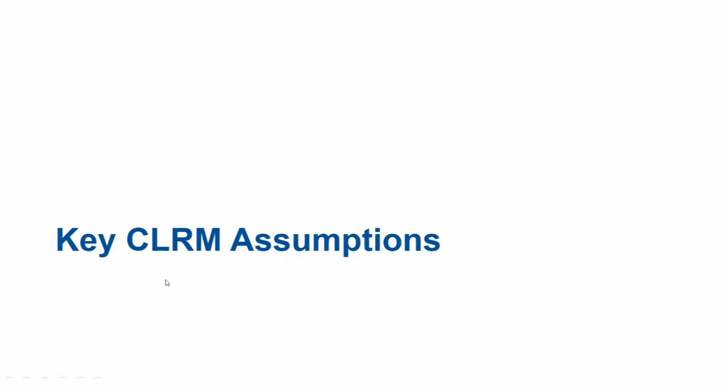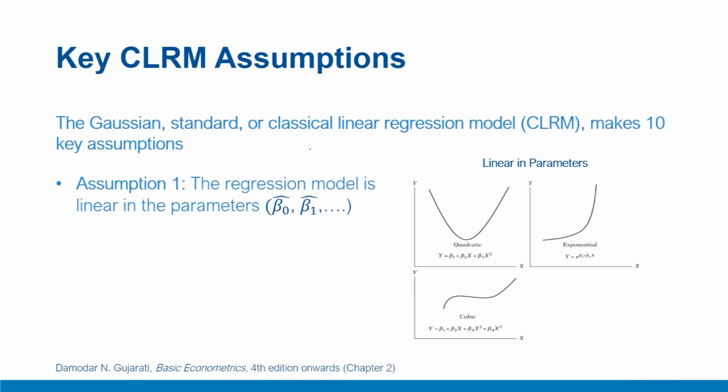In this video, we'll briefly review the key assumptions behind the CLRM, that is, the classical linear regression model. The Gaussian standard or classical linear regression model, as it is called, makes 10 very important assumptions. The first assumption is that the linear regression model is linear, in the sense it is linear in parameters.